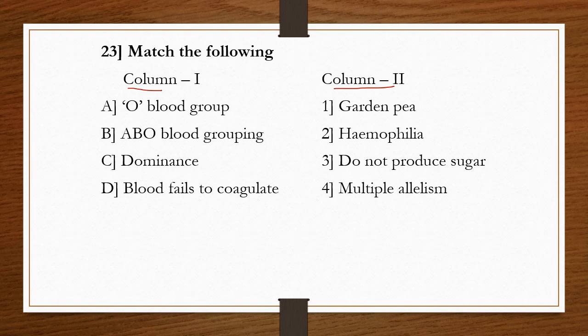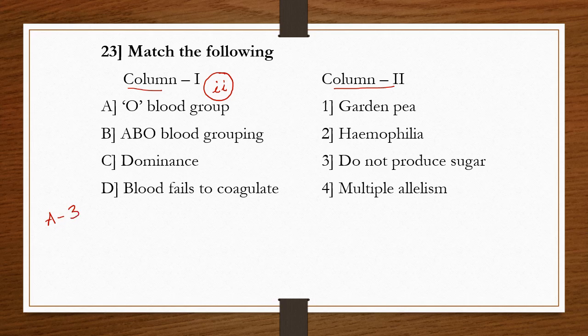Now let's see the O blood group. In this O blood group, the allele is represented with small i and small i. So this is recessive and it does not produce any sugar polymer. So that's why A is 3, do not produce sugar polymer.